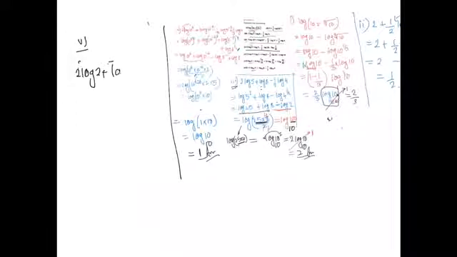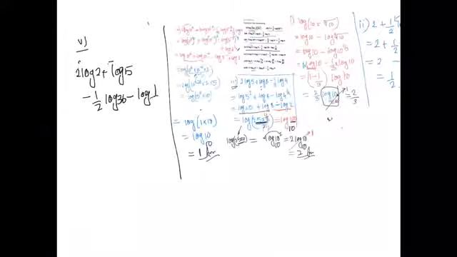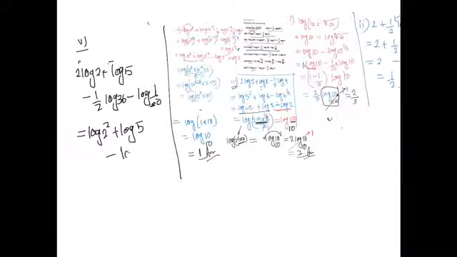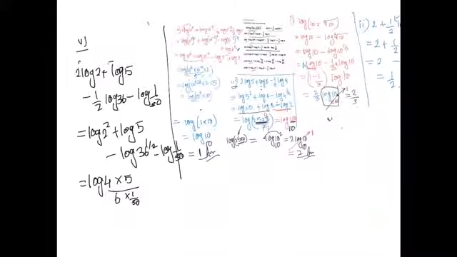2 log 2 plus log 5 minus half log 36 minus log 1 by 30, which can be written as log 2 square plus log 5 minus log 36 to the power half minus log 1 by 30. Okay, this is log 4 plus is there, so it is multiply. Log 36 to the power half is nothing but 6, so divide by 6 minus this, so into 1 by 30, which is equal to log of 20 by 6 into 30.